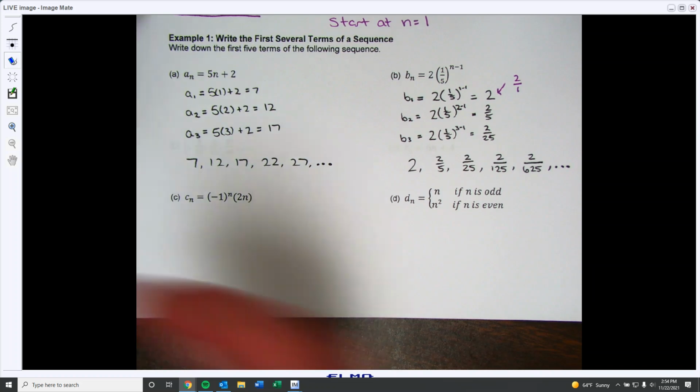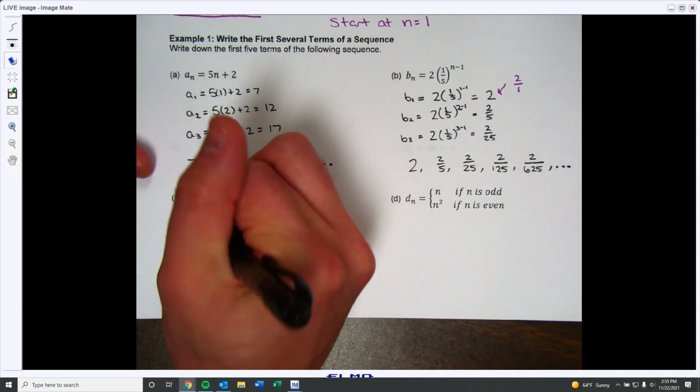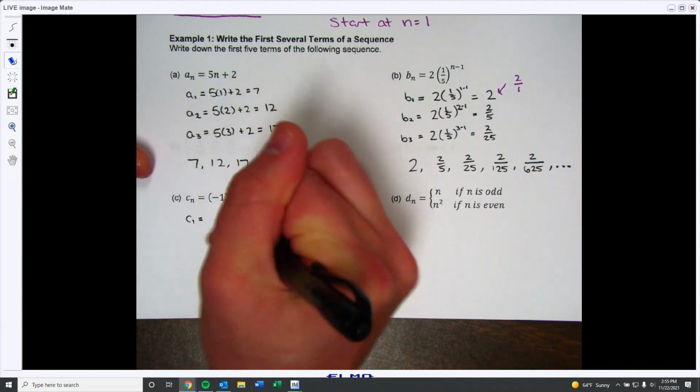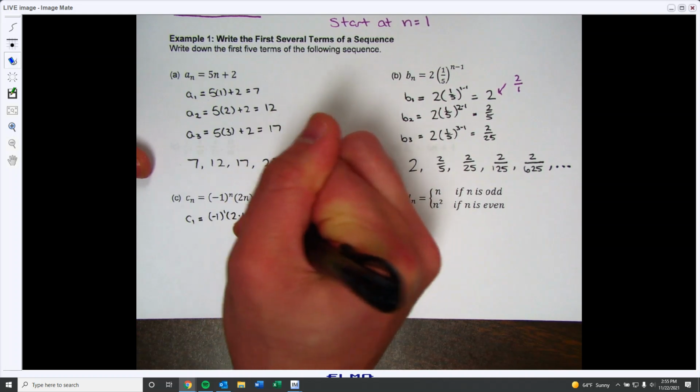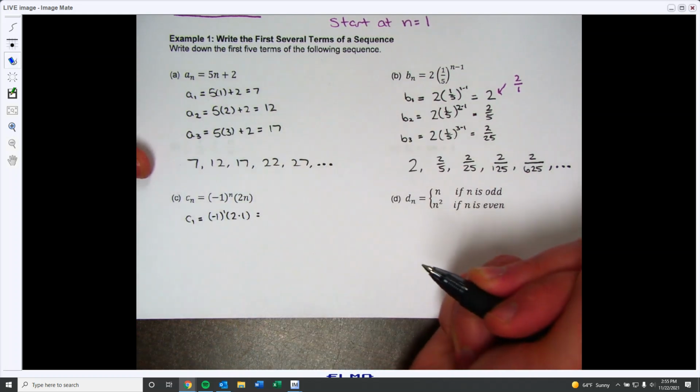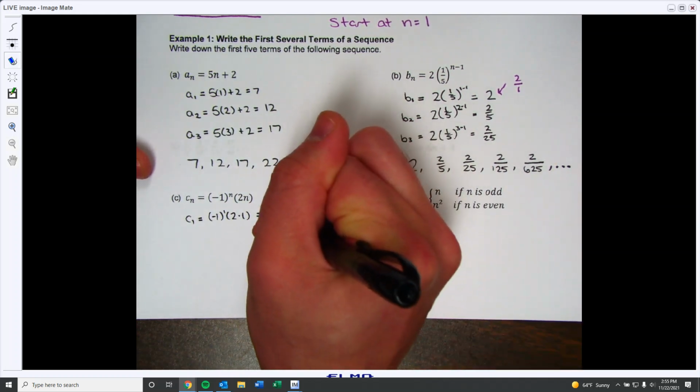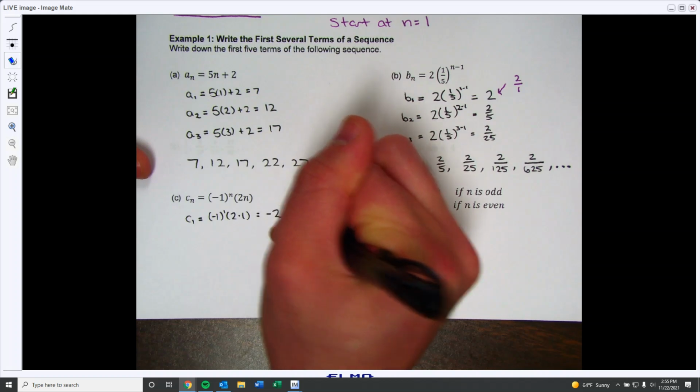This one's kind of fun. So starting the same way, we're going to put 1 for n. So I have negative 1 to the first power times 2 times 1. Well, negative 1 to the first power is still negative 1. And 2 times 1 is 2, so I got negative 2.